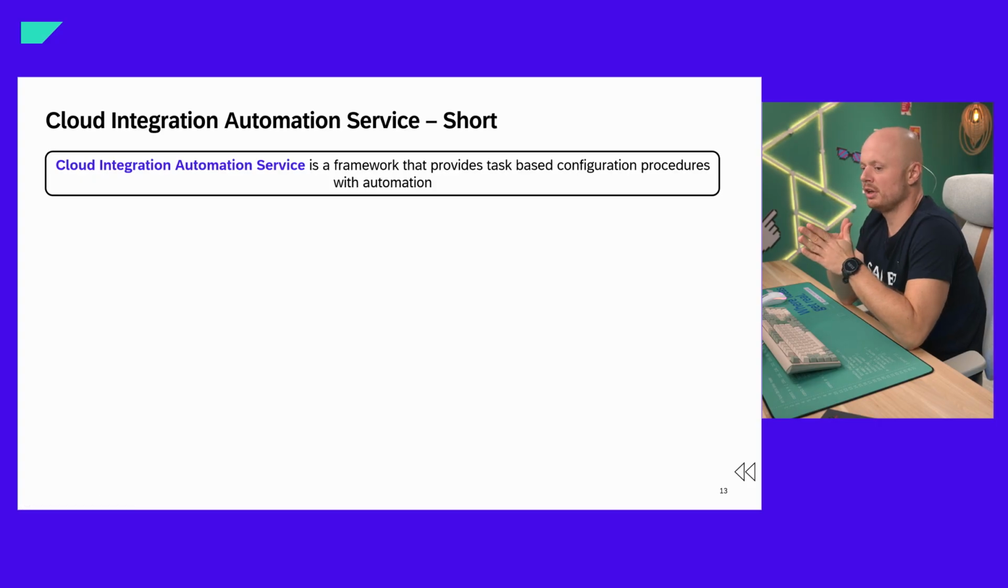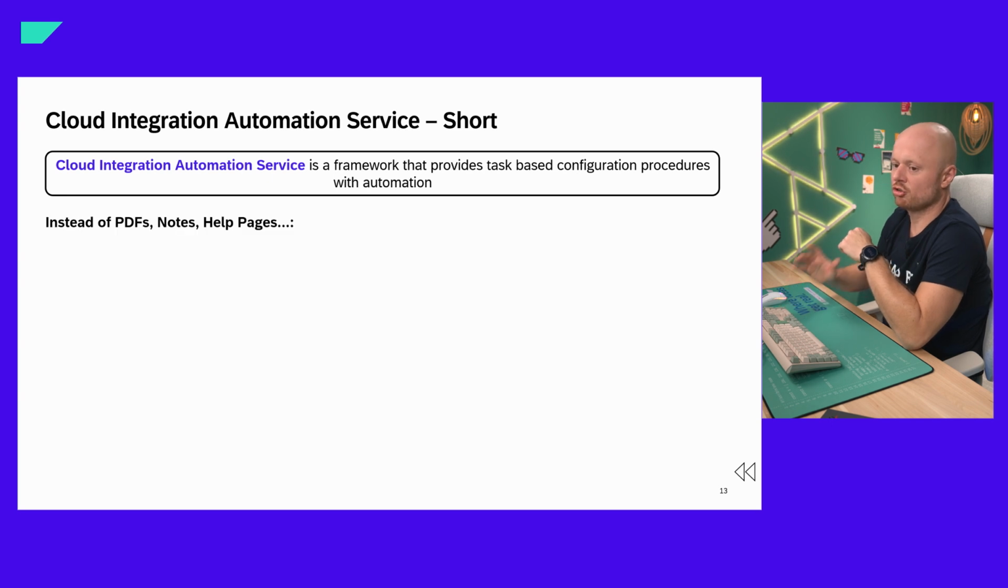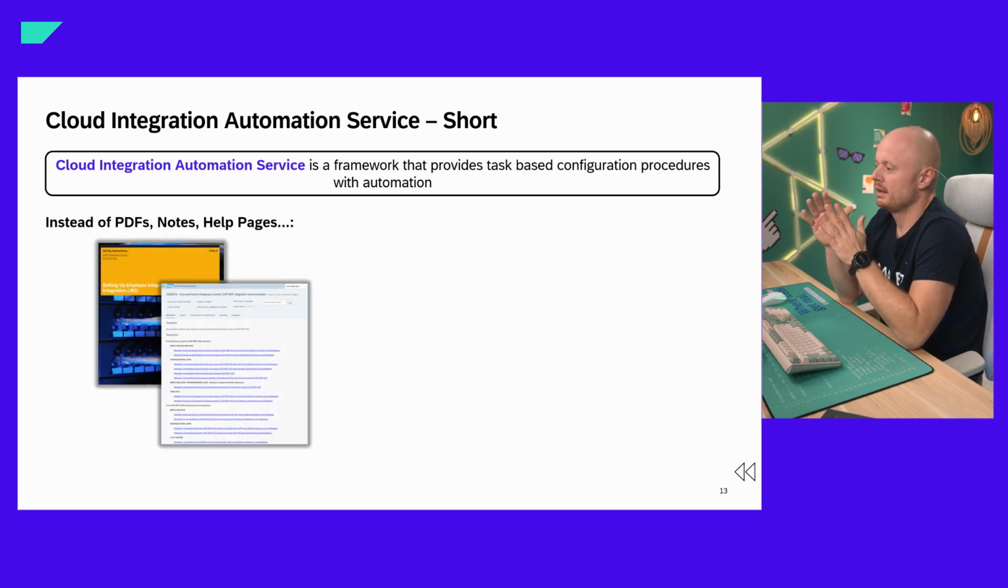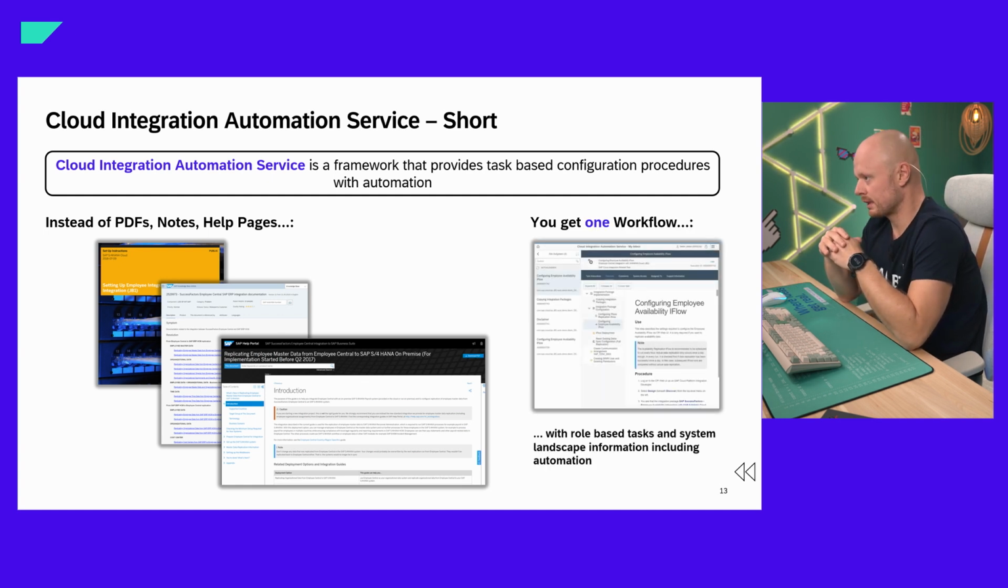We need the Cloud Integration Automation Service for a specific use case in the conversion project, later on in combination with the custom code migration app. At the end, in a nutshell, what it does is it helps you to configure different scenarios. Instead of having to read manuals or PDF documents or SAP notes, you get a workflow. In this workflow, we have predefined tasks that you can assign to the responsible person. And we also have automated steps inside.